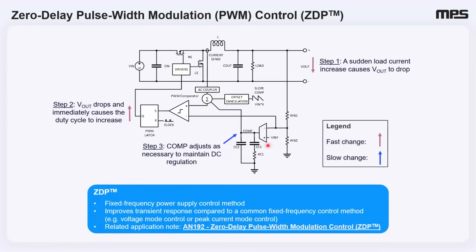This slow path uses Vfeedback minus Vref to create an error signal. This signal is summed with an AC coupled current signal and a slope compensation ramp. Then this sum signal is compared to Vfeedback, which is fed into a PWM latch block that uses a fixed frequency clock as a reset signal. So overall, with this control scheme, ZDP can provide fixed frequency for power supplies. It improves transient response compared to common fixed frequency control methods like voltage mode control or peak current mode control.